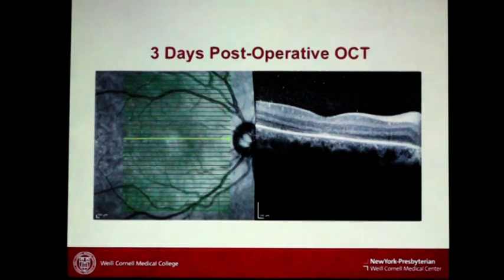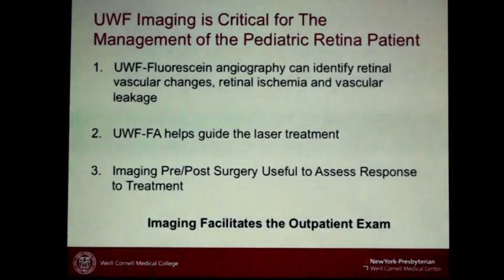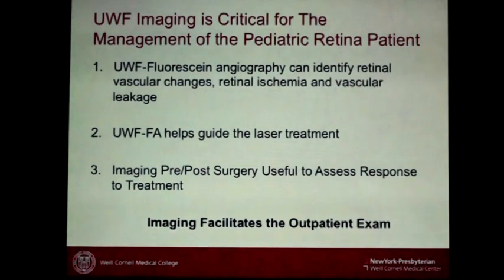Okay? So what's the utility of ultra-wide field imaging? It identifies vascular leakage, identifies ischemia, identifies vascular changes. So the fluorescein is very, very important. I think it's a great machine. It helps out a lot. You know, this concept of FA-guided laser, whether using the RetCam or the Optos, pre and post surgical response, and I think absolutely it facilitates our outpatient examination in children and in adults.